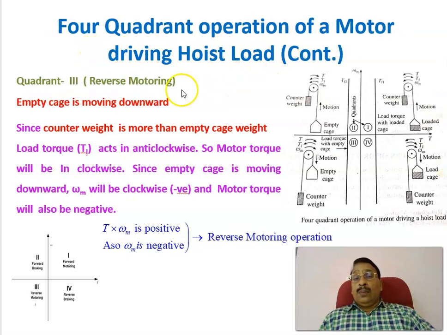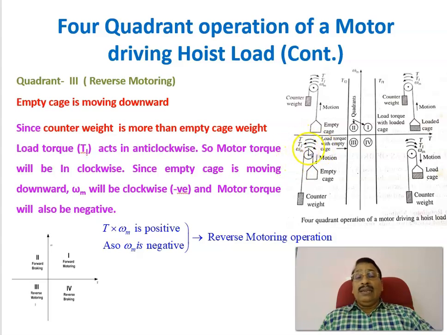Continuing the four quadrant operation of a motor driving a hoist, let us see the next one, quadrant 3. As you know, this is the reverse motoring quadrant. In that case, the unloaded cage is going from the upper level to the lower level. The unloaded cage is moving in this direction, and since the counterweight is more than the unloaded cage, the load torque will be in this direction.